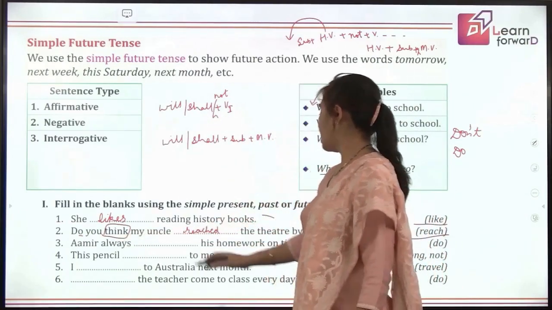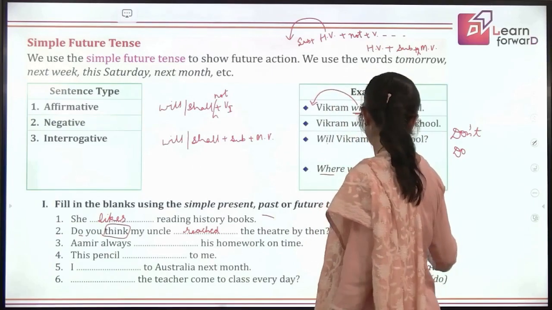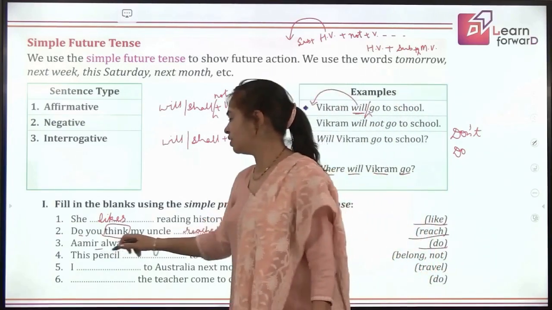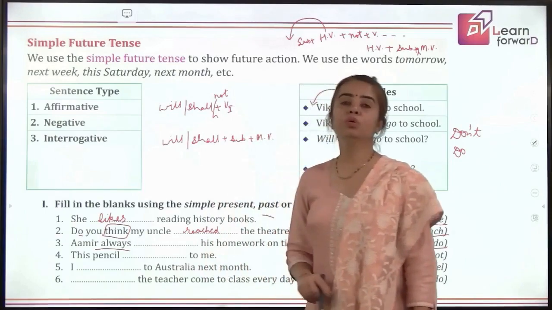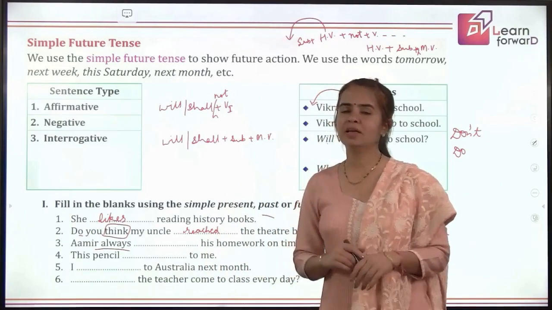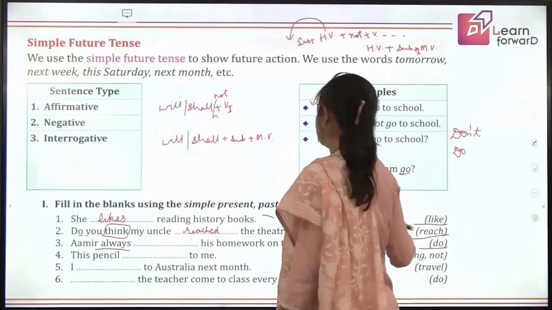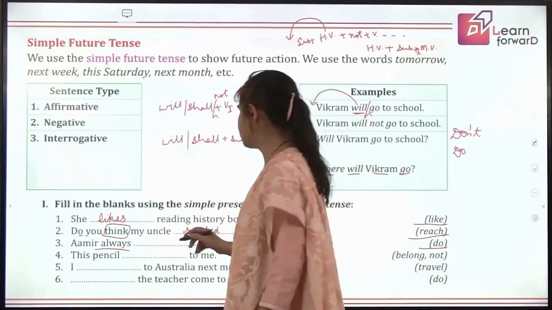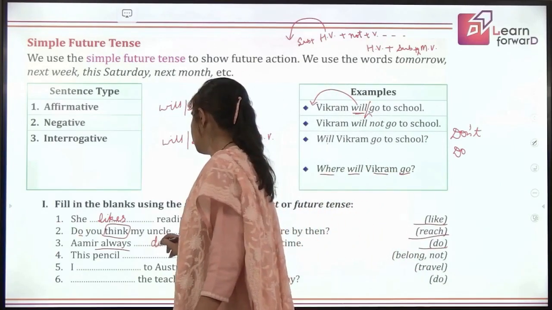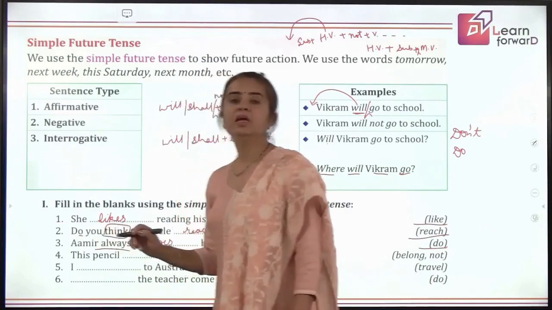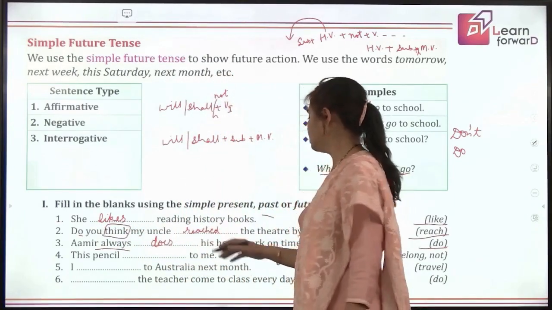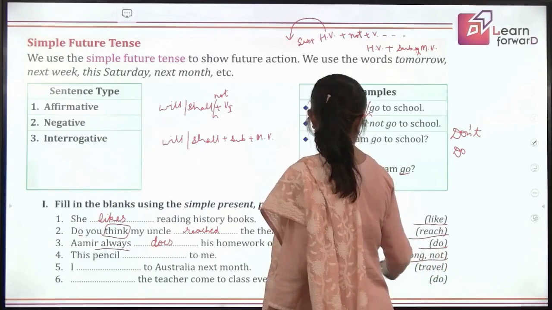Amir always dash his homework on time. When we say always, that means we are talking about routine. That means it's his habit. So that's a good habit. So Amir always will be using simple present tense. That will be does.